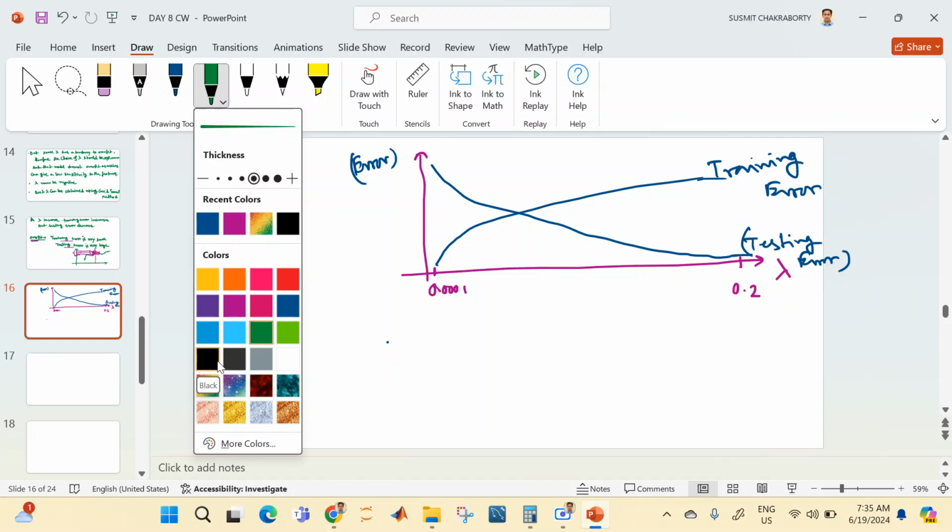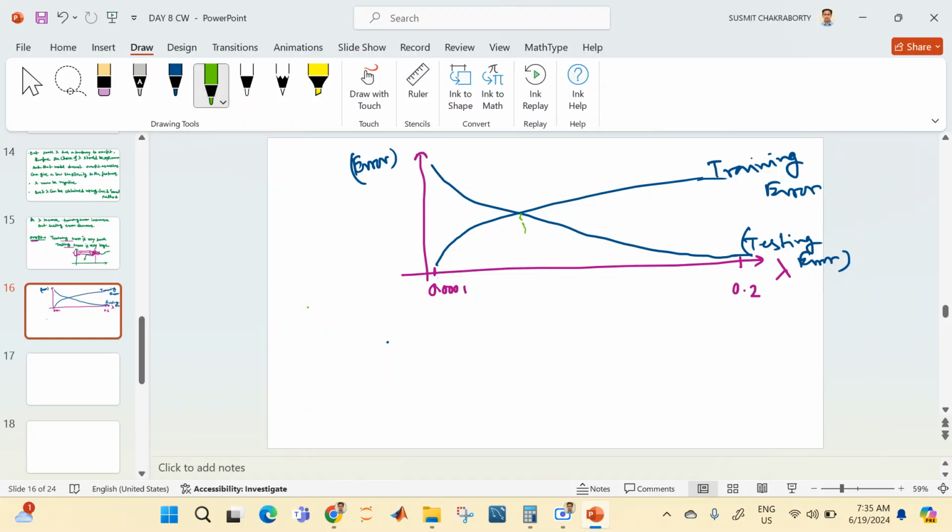To find the optimum lambda, we have to take the intersection point between these two characteristics. So this is the optimum lambda, lambda O. This is the grid search concept.